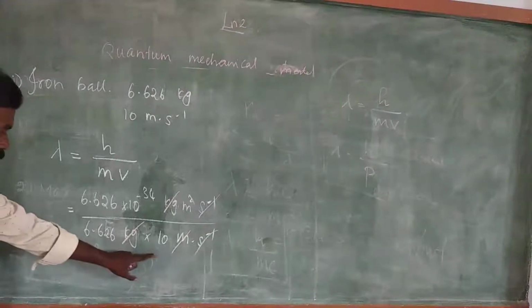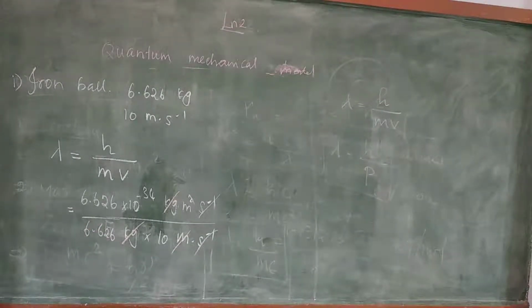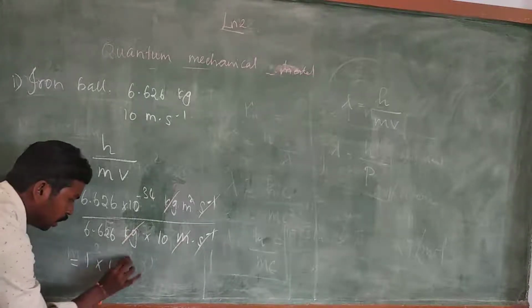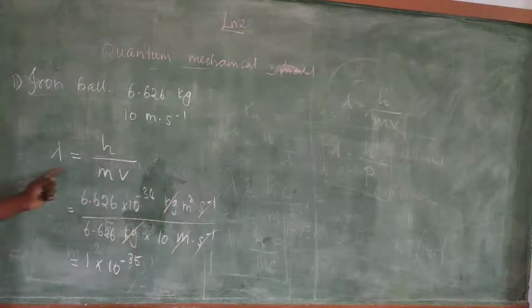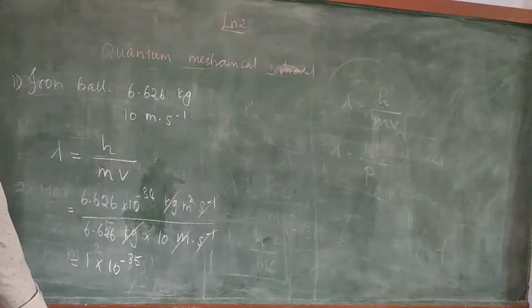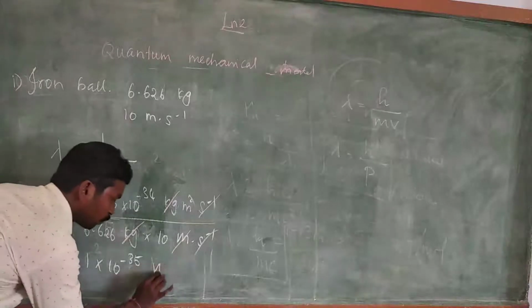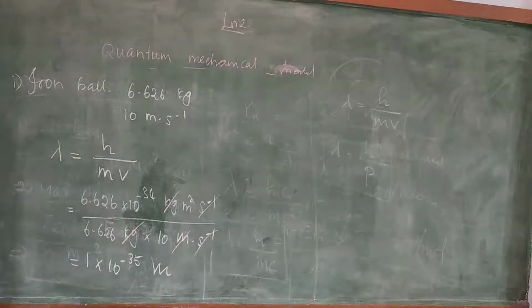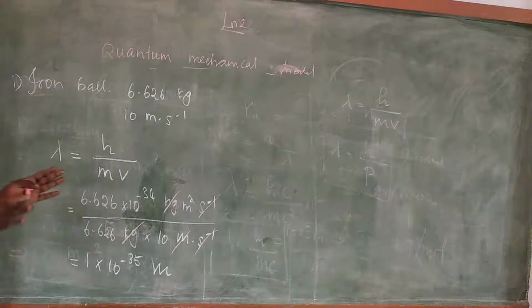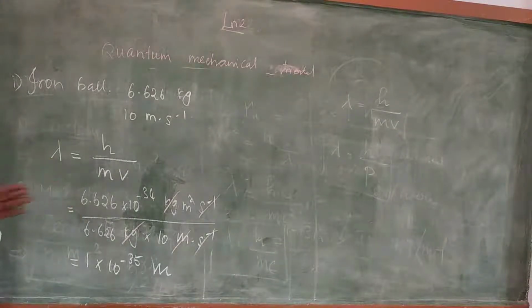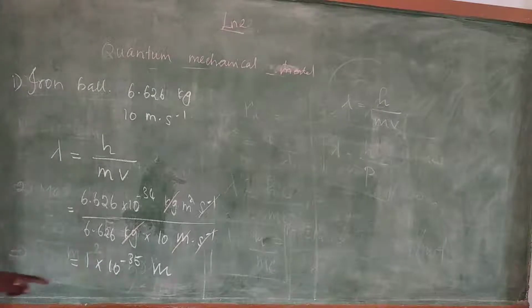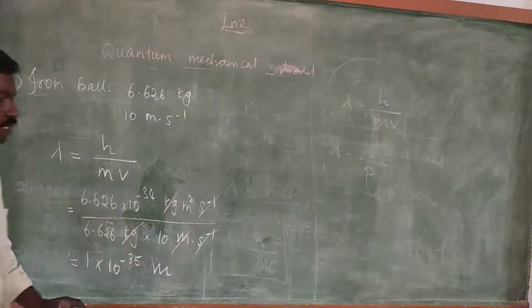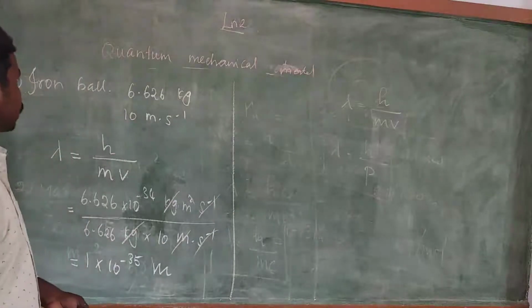Then here what do we have? 6.626. Here also 6.626. Those terms also we can cancel. And finally, the value of lambda will be equal to 1 into 10 to the power minus 35. This is the value of lambda for the iron ball, 1 into 10 to the power minus 35 meter. Just imagine students, 10 to the power minus 35 means the value will be very small. 0.0000, 34 zeros we have to write and then 1. So this value is very small. We cannot study this.